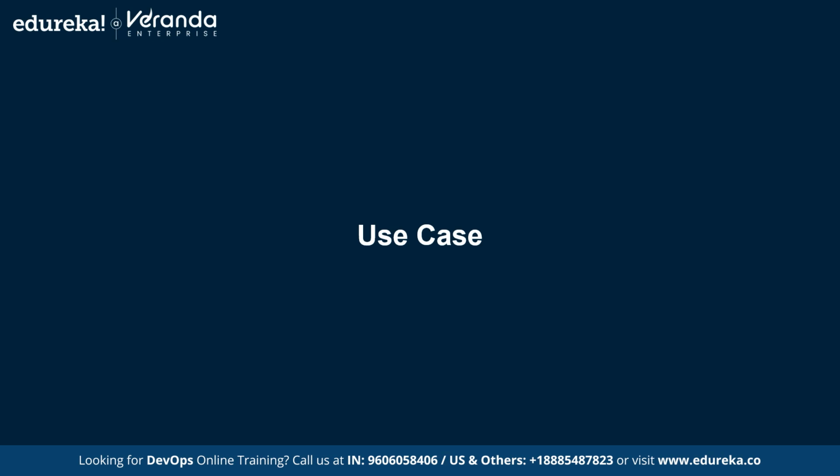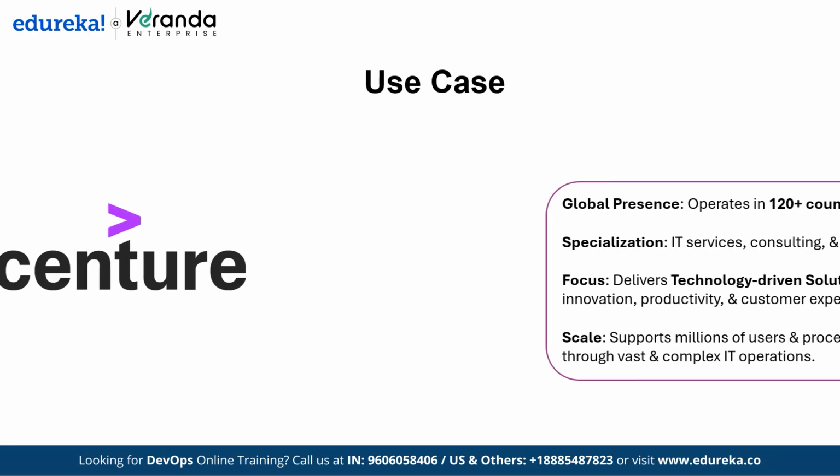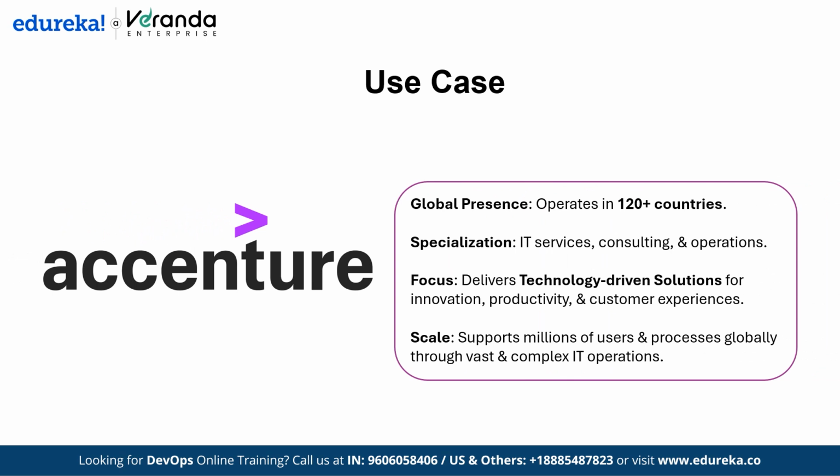Now that we have set the stage for DevSecOps, let's dive into some real-world use cases and see how organizations are benefiting from this transformative approach. I've taken a use case from the company Accenture. Accenture is a global professional services company specializing in IT services, consulting, and operations. Operating in over 120 countries, it partners with organizations to deliver technology-driven solutions that drive innovation, improve productivity, and create better customer experiences. Accenture's IT operations are vast and complex, supporting millions of users and processes worldwide.